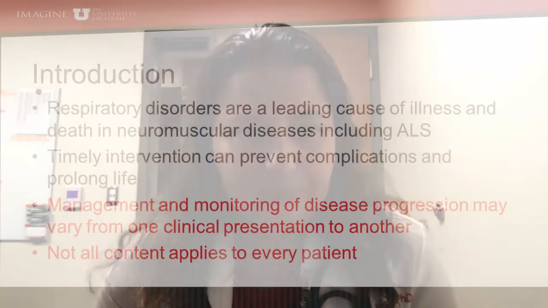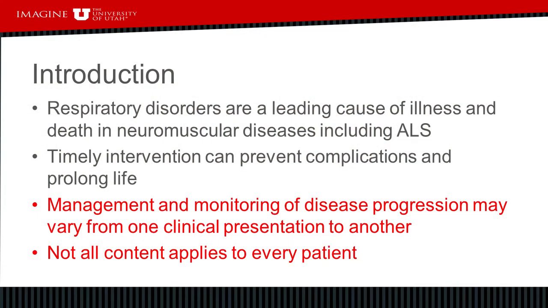Specifically in this talk, we'll be talking about lung function. I don't have any current disclosures with any device companies, so I don't have any particular devices that I favor over another. So just an introduction for you guys. Respiratory disorders are a leading cause of illness and death in neuromuscular diseases, including ALS. And timely intervention could prevent complications and prolong life. Management and monitoring of disease progression may vary from one clinical presentation to another. And so not all this content will apply to every patient, so that's something to keep in mind.